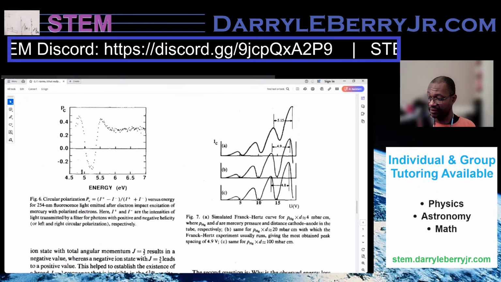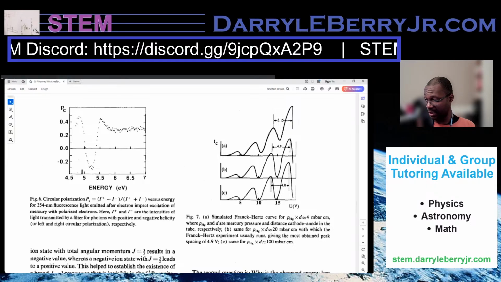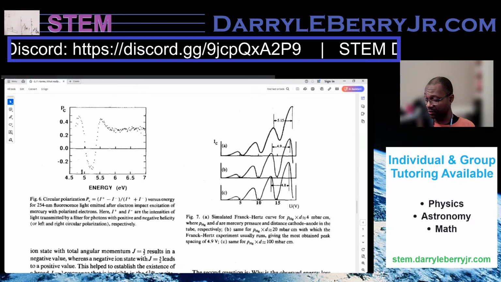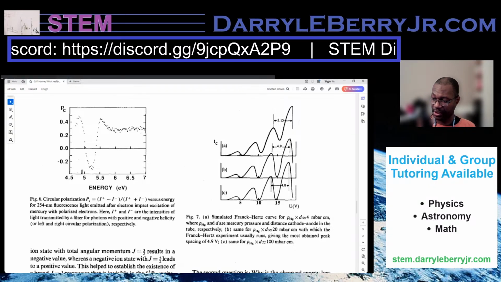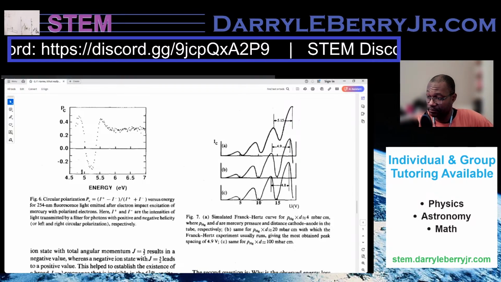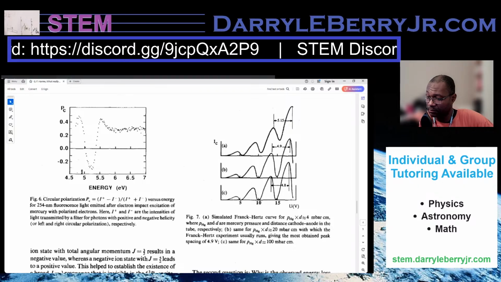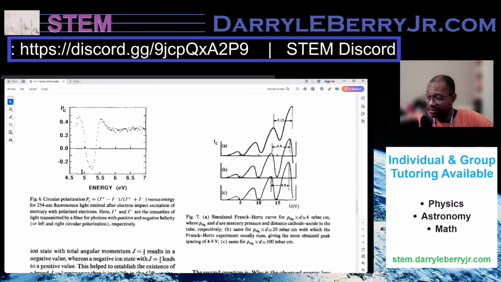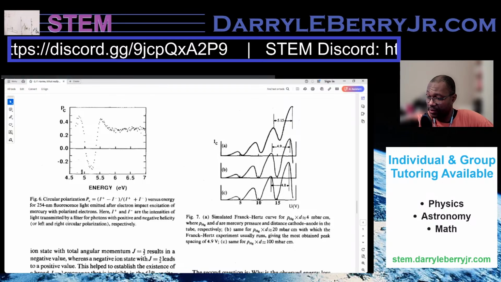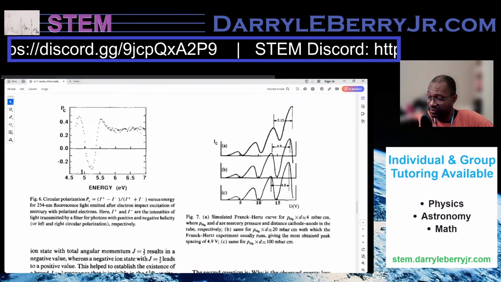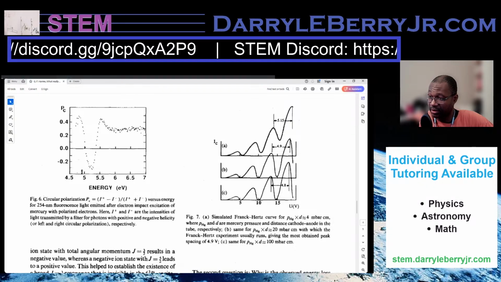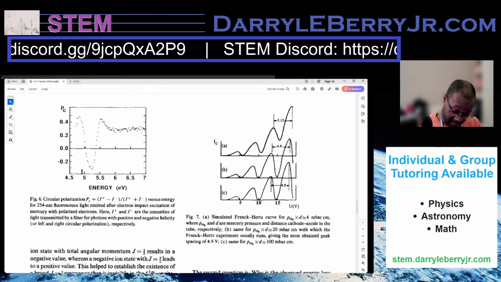All right, simulated Frank-Hertz curve for the cross section of pD equals 4 microbar centimeters, where p and D are mercury pressure and distance cathode anode in the tube respectively. Okay, the same for pD equals 20, with which the Frank-Hertz experiment usually runs, given the most attained peak spacing of 4.9 volts. Okay, so I don't understand this graph. I'm gonna have to ask Professor about this one.